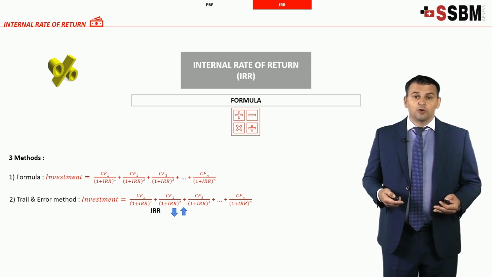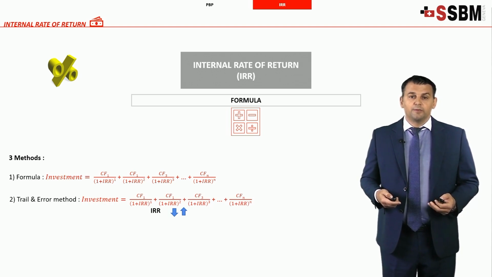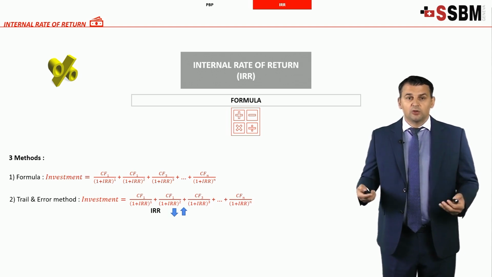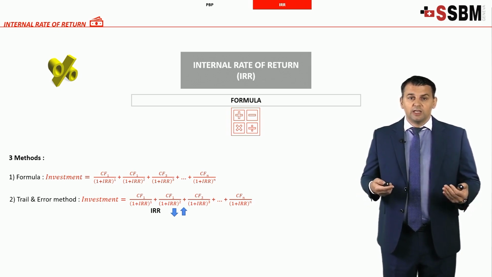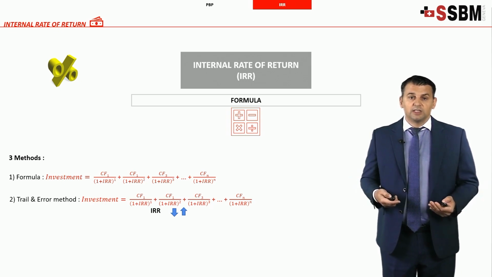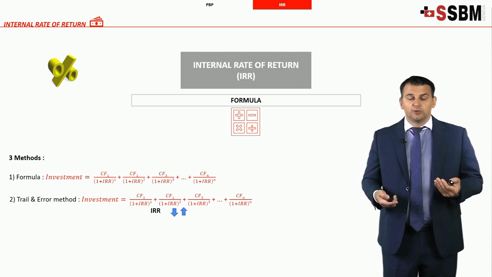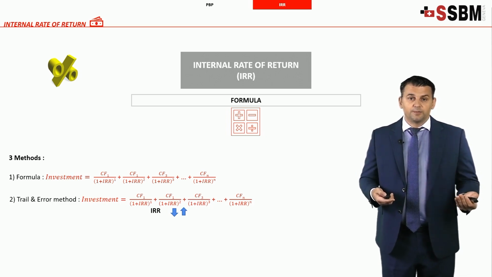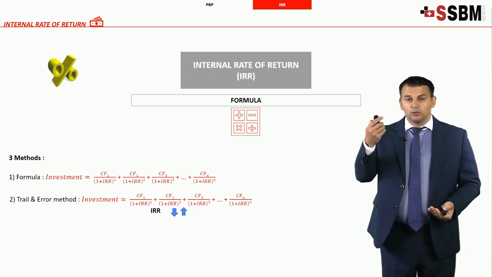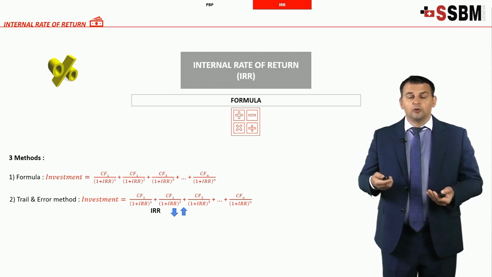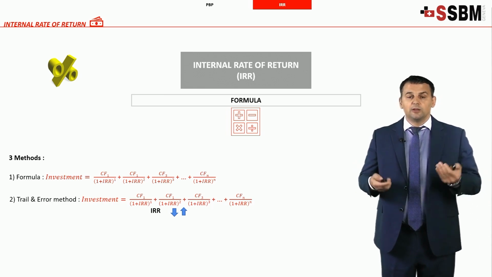The second method is not so, I would say, financial, but it's helpful when you do not have a financial calculator or Excel. We use the trial and error method. So the same formula, investment equal to the discounted cash flows, but you just change the IRR. You increase it or decrease it until you obtain the investment. Okay, so this is why we call it trial and error method. Either you go up with the IRR or you go down until you obtain the amount of the investment. Or if you put investment on the right side, then you do the same until you get the 0.